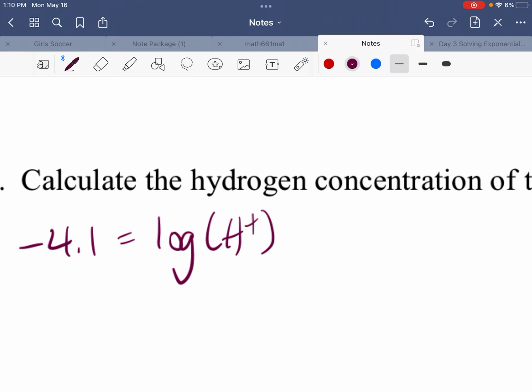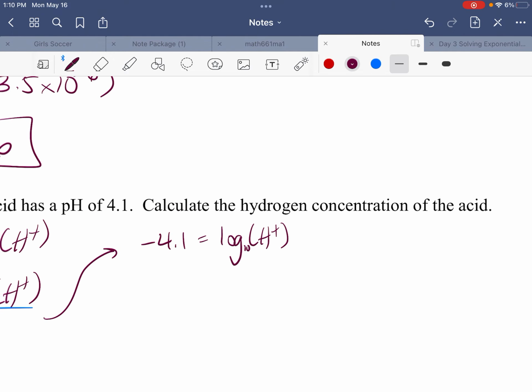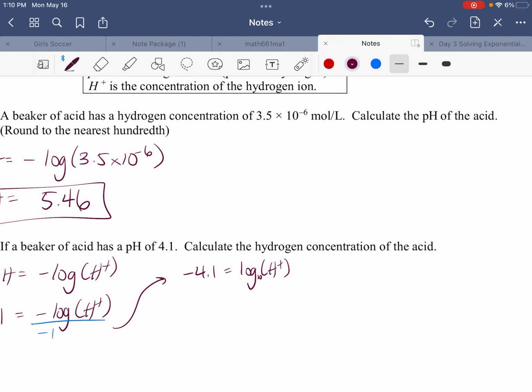Now the base of this log is 10. It doesn't say it, but it is 10. It's the default. So the hydrogen concentration is 10 to the negative 4.1. And if you actually calculate that, you're going to get 7.94 times 10 to the negative 5 moles per liter. Don't forget our units.